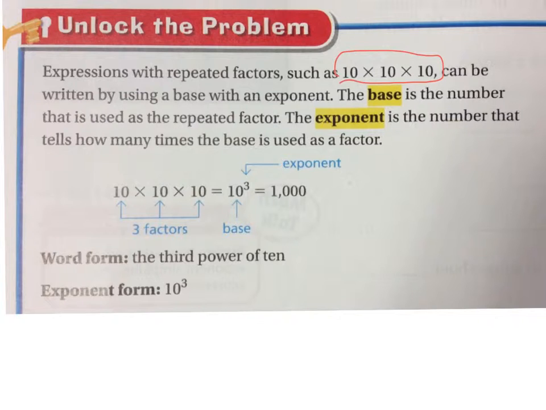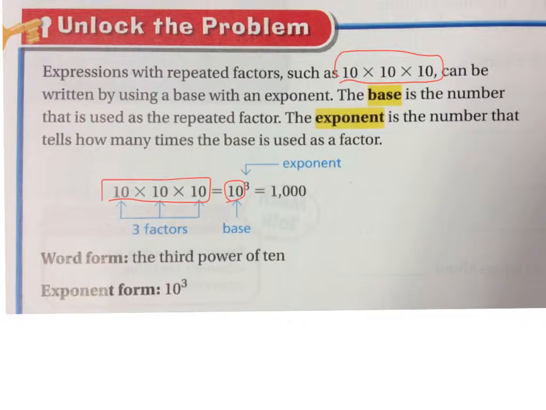Joseph? 1,000. What number is the base? The base is the number that is used as the repeated factor. Marcus? 10. 10, because 10 is the number that keeps being repeated. So that means 10 is the base.